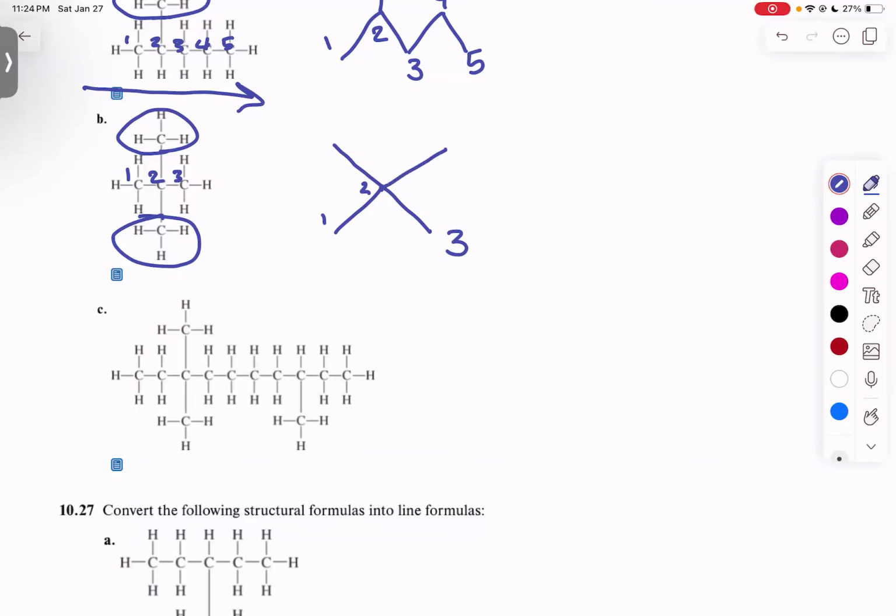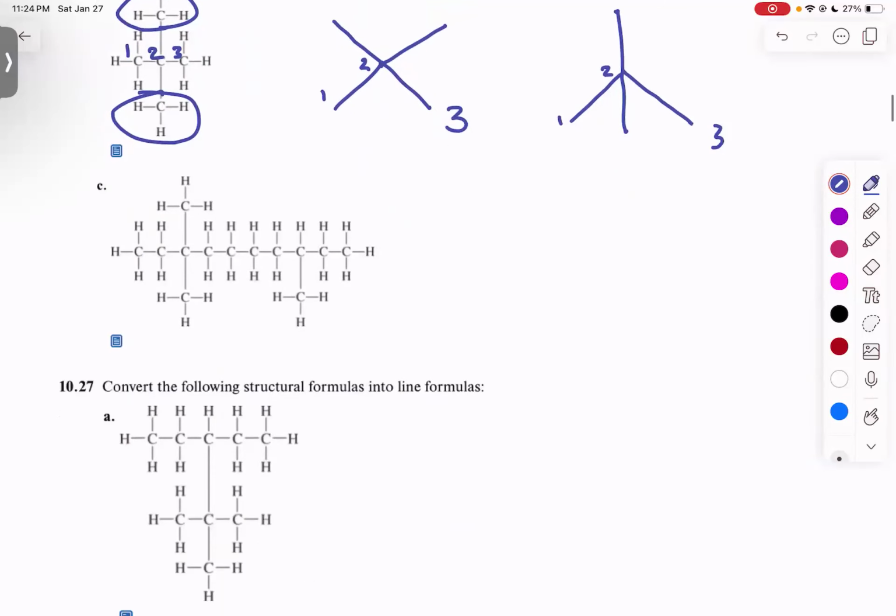It ends up kind of looking like an X. So that's the standard way to draw it. But if you drew, so 1, this is 2, this is 3, if you drew it coming up and going down, that's also acceptable. So either way is acceptable.